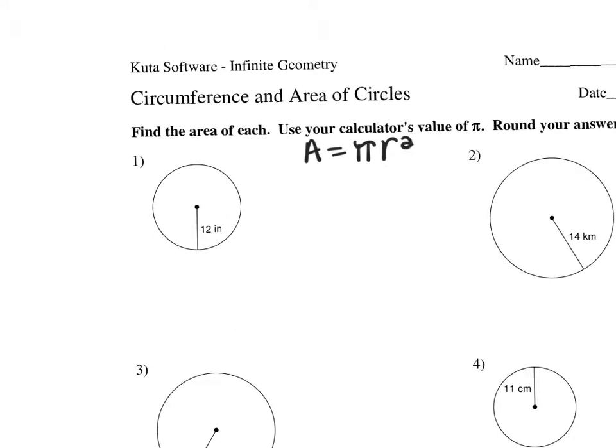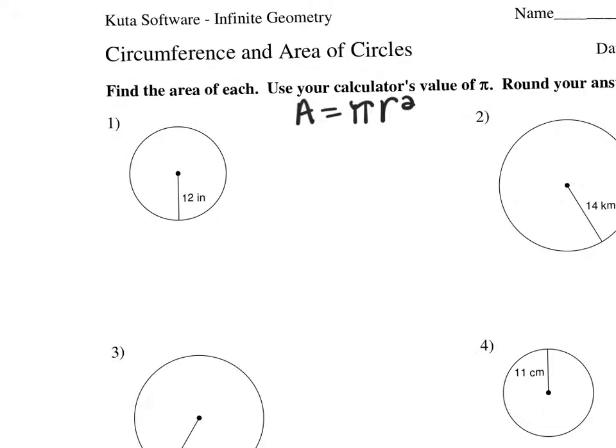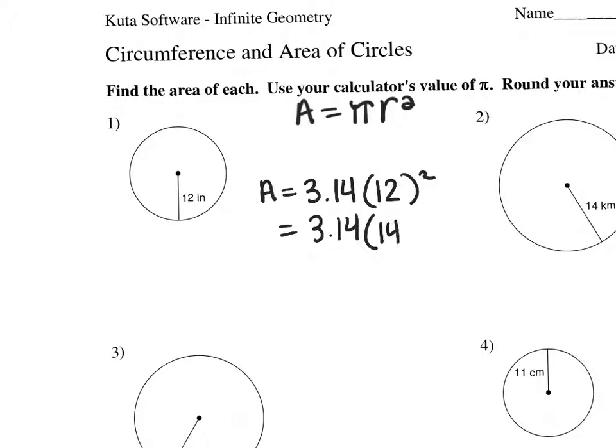Okay, so looking at number one, I'm simply plugging this into my formula, and instead of using the pi button, I'm using 3.14. So number one, A equals 3.14 times 12 squared. I'm going to continue to simplify this. 3.14 times my 12 squared becomes 144. That's 12 times 12. And then I'm going to plug this into my calculator.